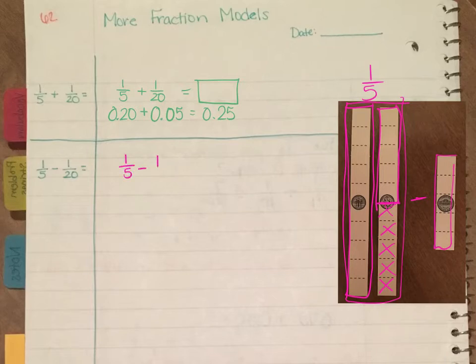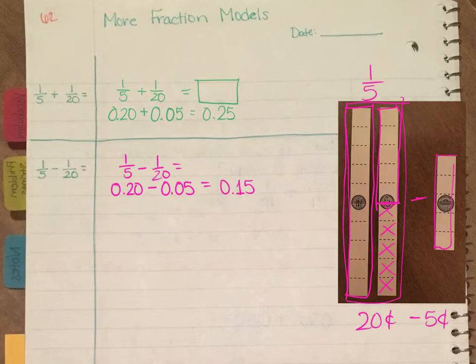1/5 minus 1/20 equals. We know that 1/5 is still 20 cents. Here's my 20 cents right here. And I'm going to take away 5 cents. How much do I have left? 15 cents, of course. Now, we need to figure out the tricky part. 15 cents is how much of a dollar?